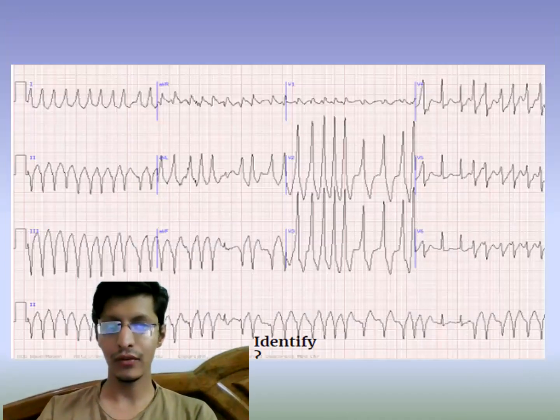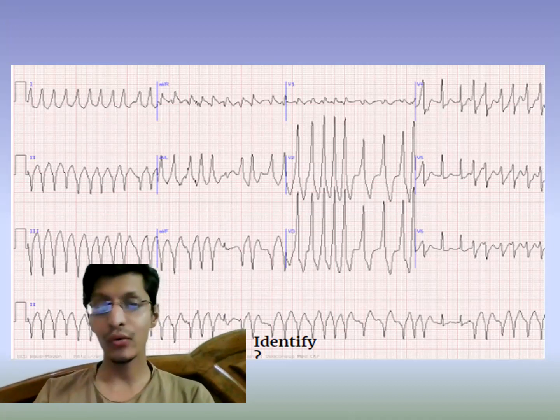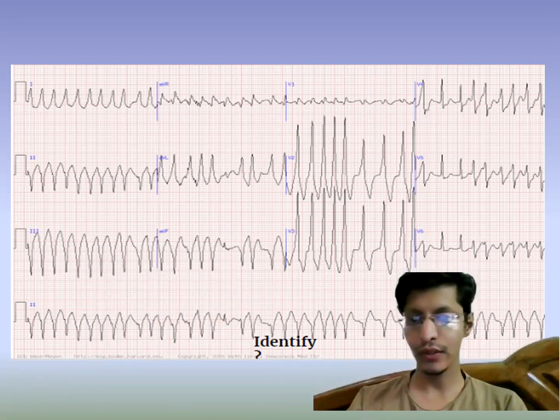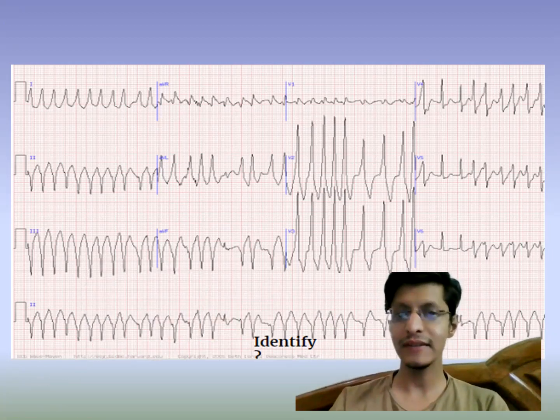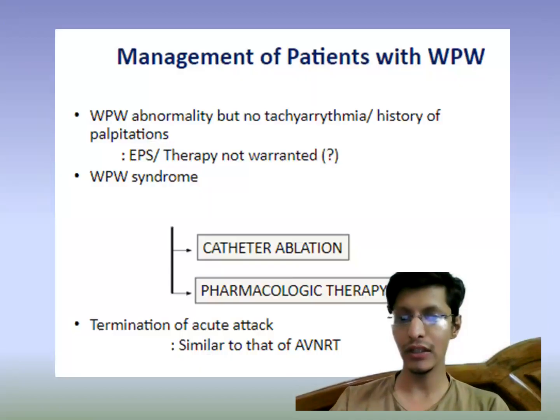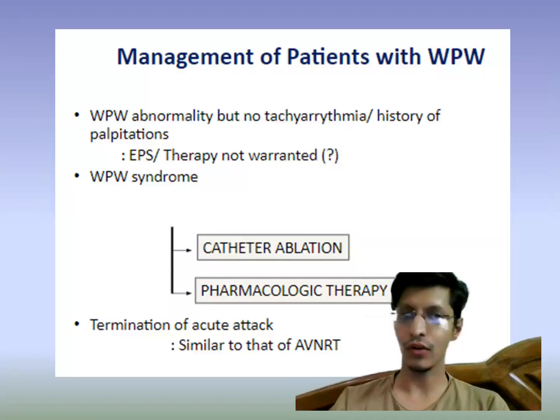Now you have to identify this, and write down in the comments what this ECG shows. Tell me what is happening in the ECG, what is happening to the QRS, whether they are regular or irregular, and write it down in the comment box.